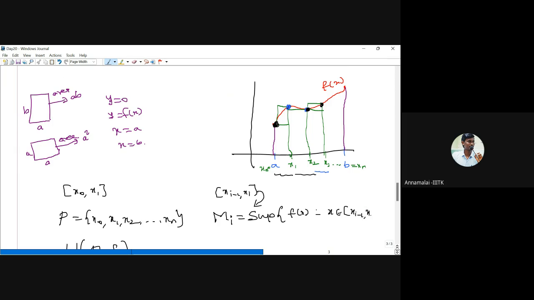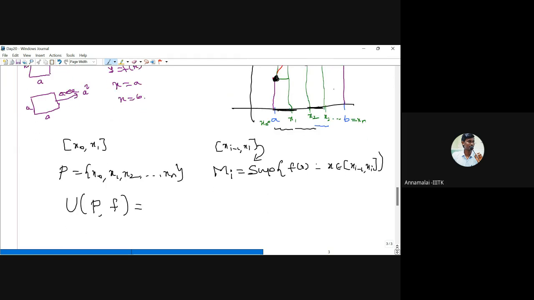xi minus 1 comma xi. So in the particular interval, what is the maximum value or the supremum of the function? This is the supremum value in this particular interval, so we call that Mi. If you take the first interval, that is M1, the maximum value, this one. So this is M1 and this is M2. Therefore for each interval, we have a minimum value and a maximum value of the function.